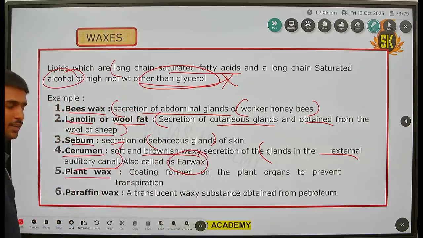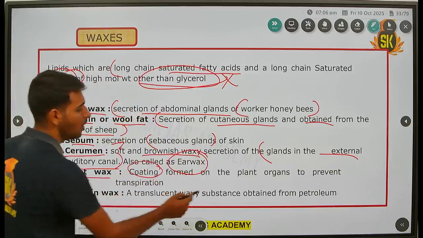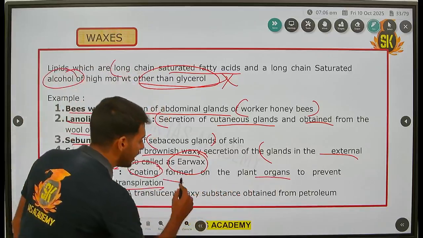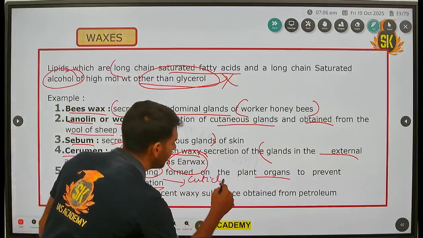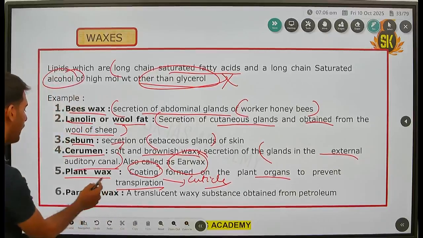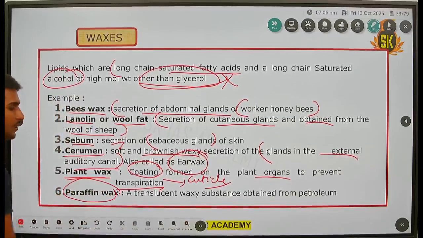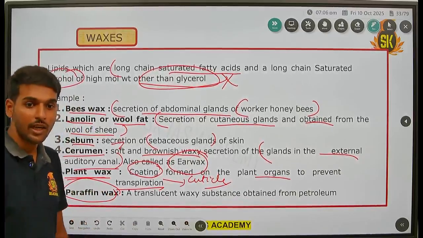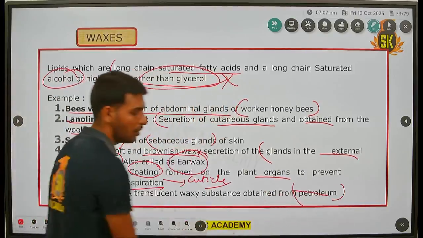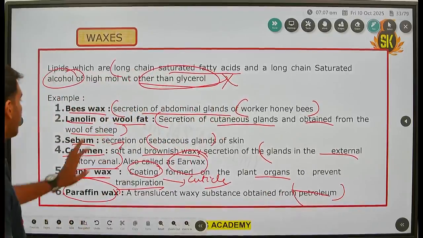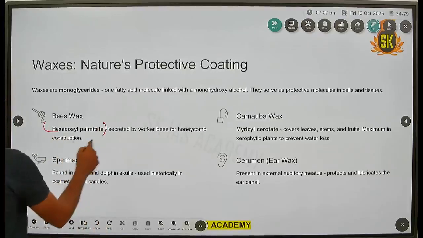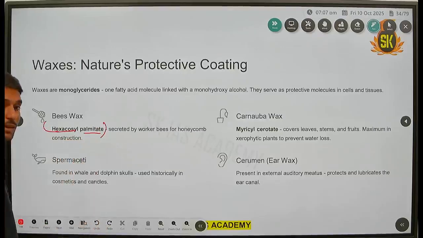Then we have plant wax, coating formed on the plant organs to prevent transpiration. We have seen in ninth standard cuticle, right? Cuticle, wax, all those are considered to be plant wax. Paraffin wax is not a natural thing. It is an artificial thing which is obtained from petroleum. Okay, so these were the types of waxes, and this beeswax is composed of hexacosyl palmitate.